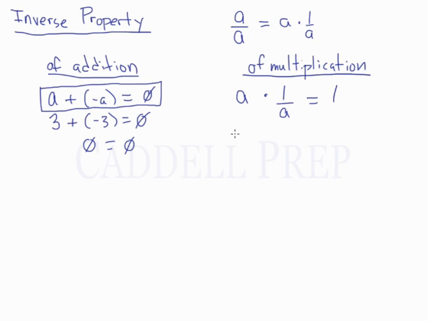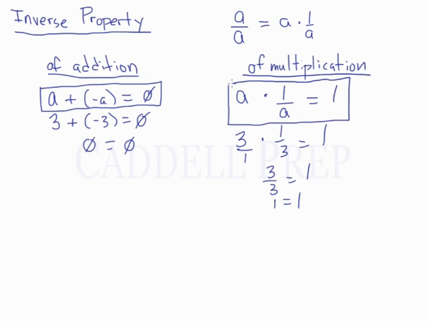And a quick example: 3 times 1 over 3 equals 1. If you multiply fractions, we have 3 over 1 times 1 over 3. 3 over 3 is 1, and 1 is 1. It's the inverse property of multiplication.